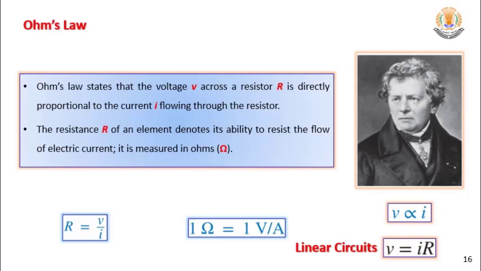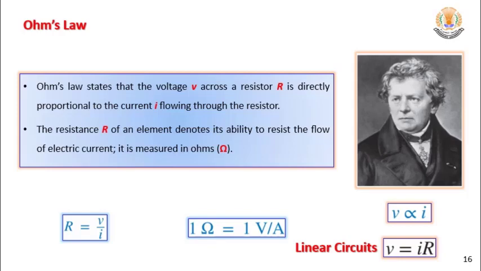Ohm's law. This scientist found the following relation, that you have direct proportionality between voltage and current, V and I. The constant of proportionality is called resistance. Okay? So they started like that: V is proportional to I. If you remove the proportionality sign, you can put equal and the constant. This constant is the resistance. So the first law here is for linear circuits.